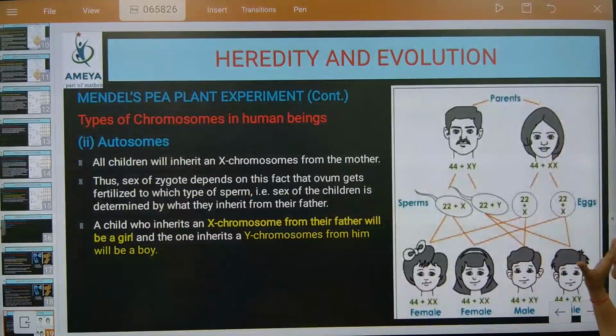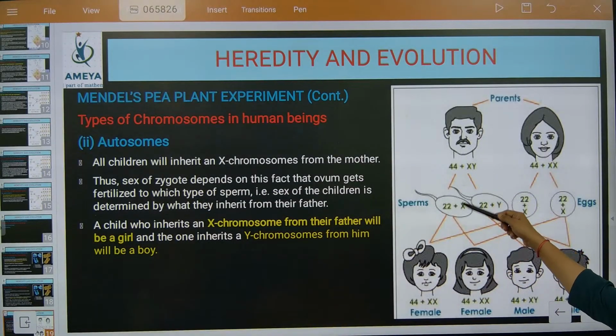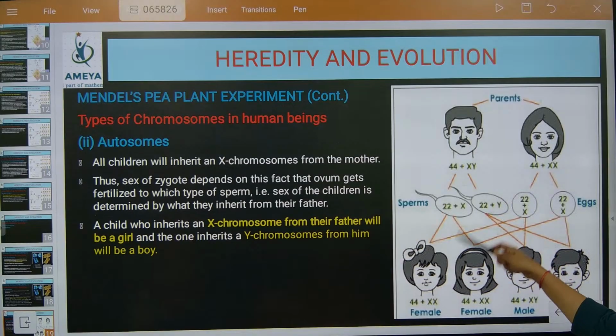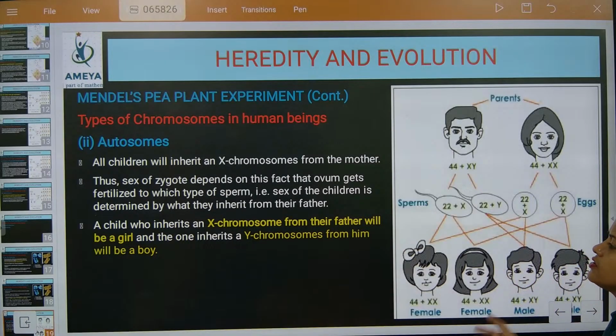It is 50%. Can you see that 44 chromosomes are there? 22 plus X, 22 plus Y. So here it will be 22 plus X. So definitely the chance of having a boy and the chance of having a girl is 50-50. Got it? The female is not the contributor of having a boy or a girl. It is about the male.